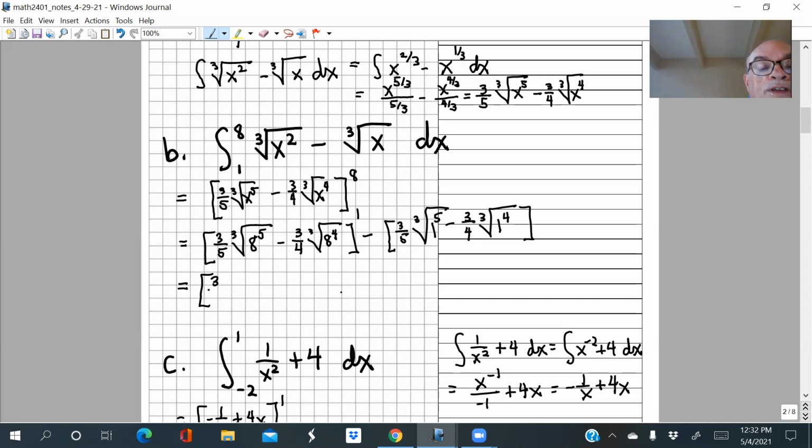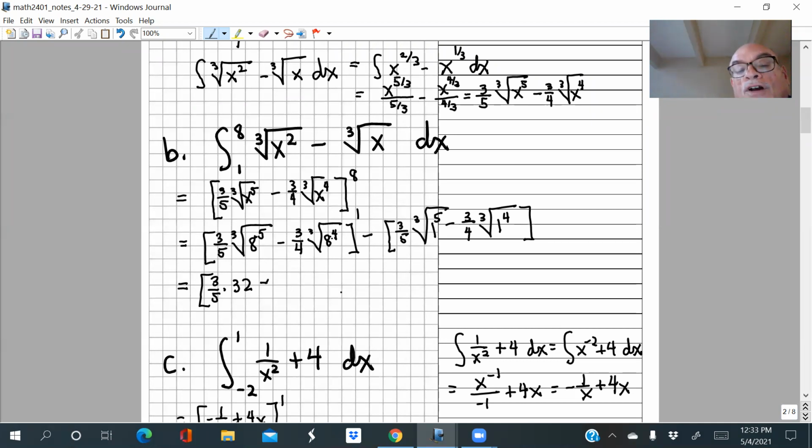All right, so I have 3/5 times, now this looks really hard because 8 to the 5th power is going to be a really big number, but actually it's not that bad, because what you can do here is take the cube root of 8 first and then raise it to the 5th power. You do not have to take 8 to the 5th power first and then compute the cube root. What is the cube root of 8? 2. So what you really have here is 2 to the 5th power, which is 32. Okay, so not that bad.